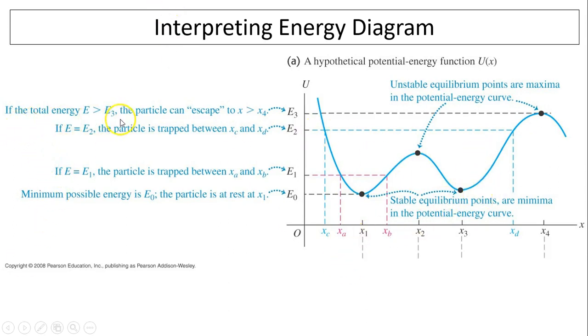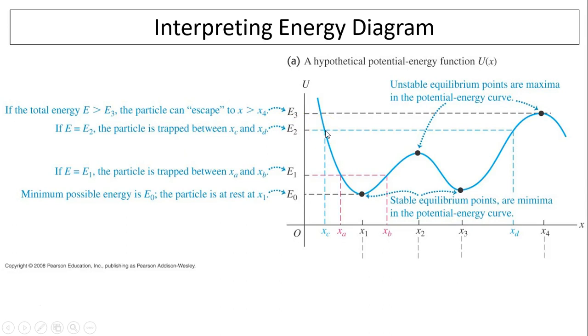So let's see. If the total energy E is greater than E3, that means if the object is released from here, what is going to happen to that object? The object is going to go over here, will escape past x4, will escape to x greater than x4.